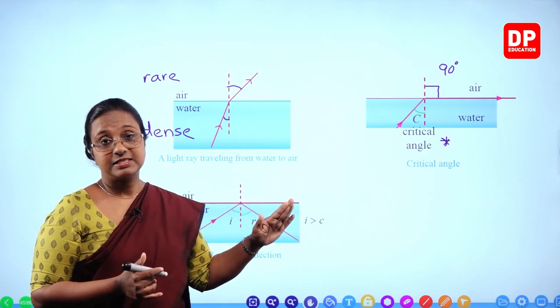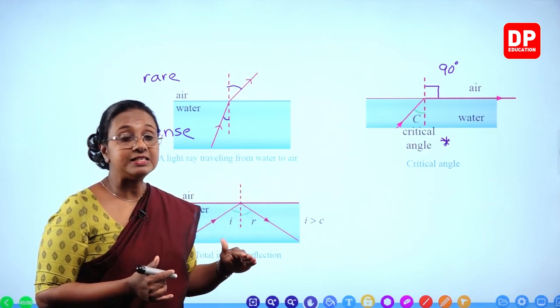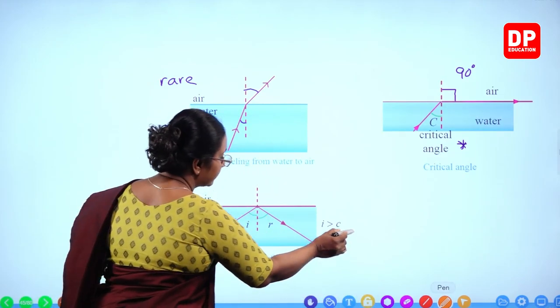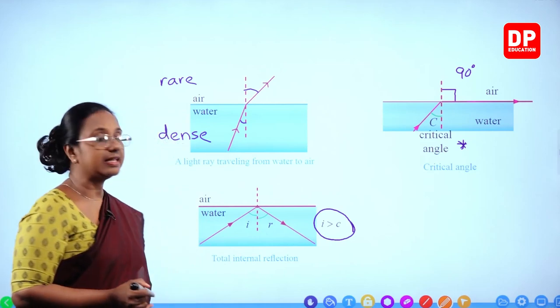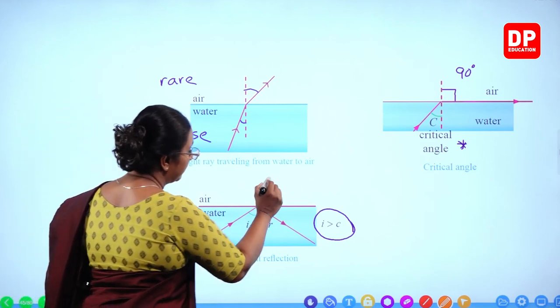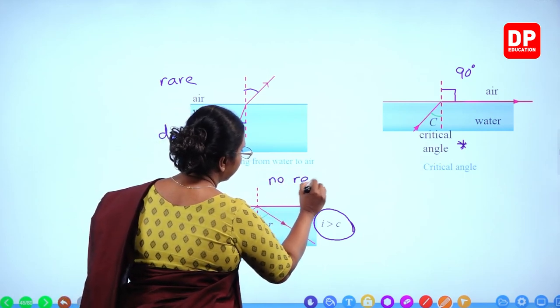In an instance where the angle of incidence is greater than the critical angle, so here you can see i is greater than the critical angle, then of course there will be no refraction.